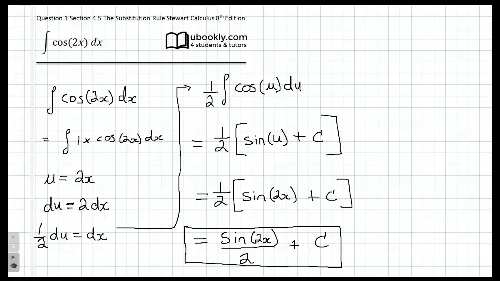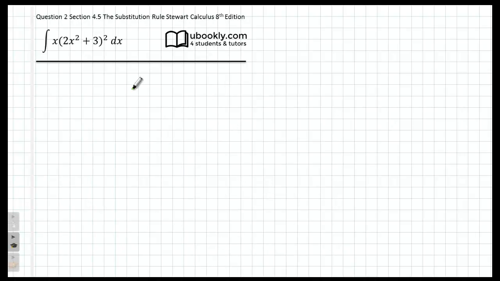Okay, let's do another question. These questions start off easy, but they get progressively harder and harder. So this is question 2. We have the integral of x times (2x squared plus 3) all squared. I noticed that 2x squared plus 3, if we differentiate it, we get 4x. And that's pretty close to this other function here. So I've got a function multiplied by its derivative times some constant.